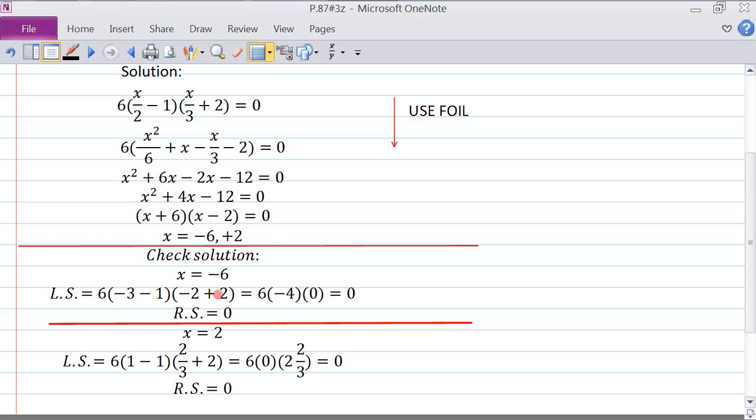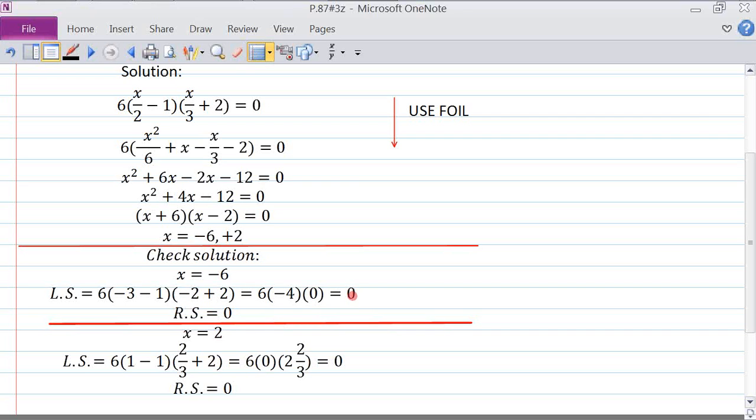So I check the solution. I go back to this equation. I replace the x with minus 6. Minus 6 over 2 is minus 3. Minus 6 over 3 is minus 2. Now you can see that this term by its very nature is 0. Minus 2 plus 2 is 0.